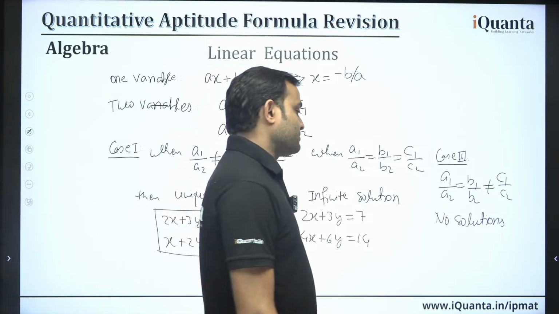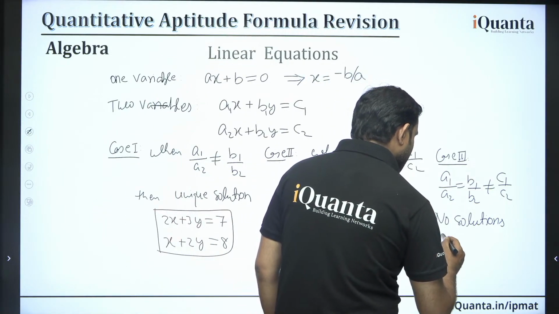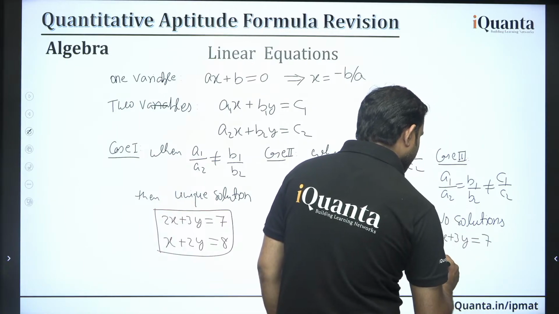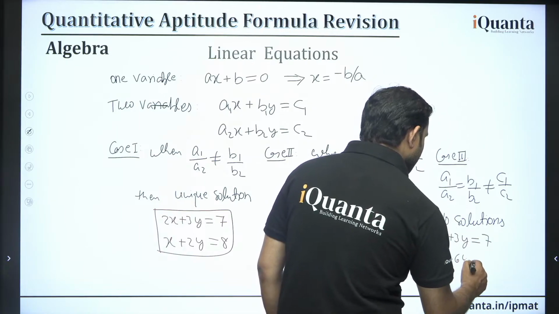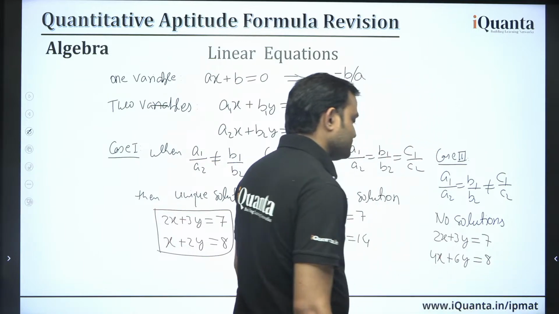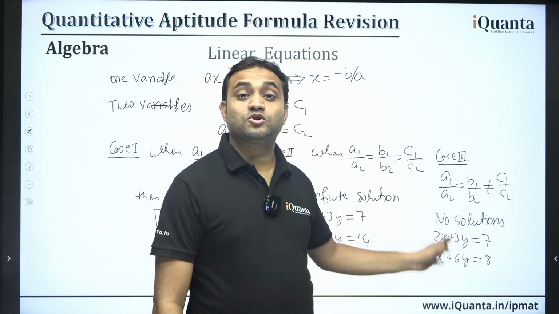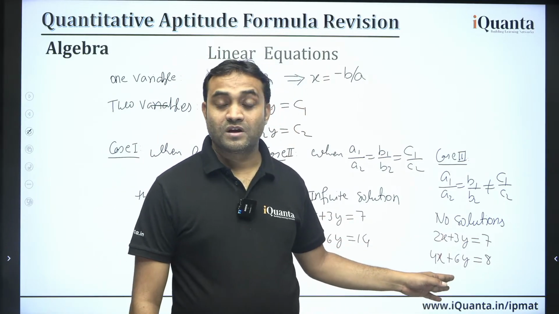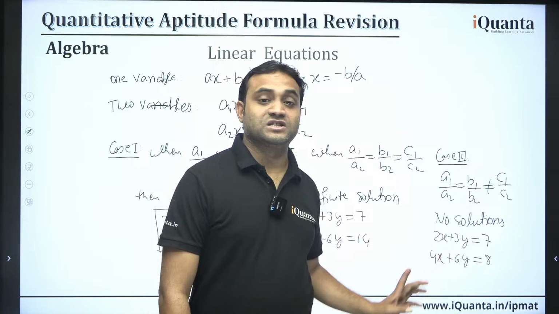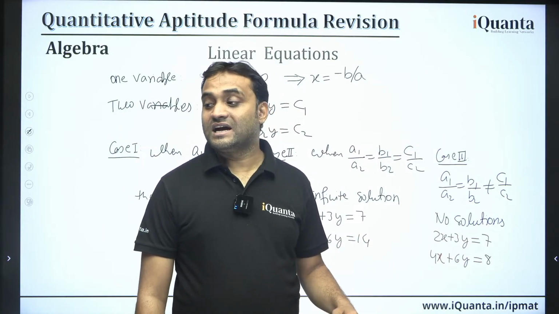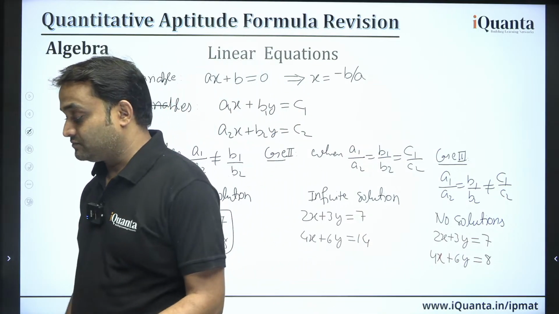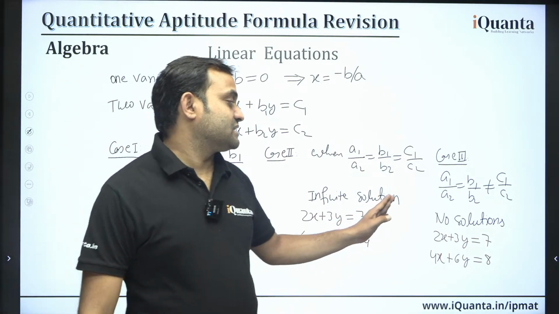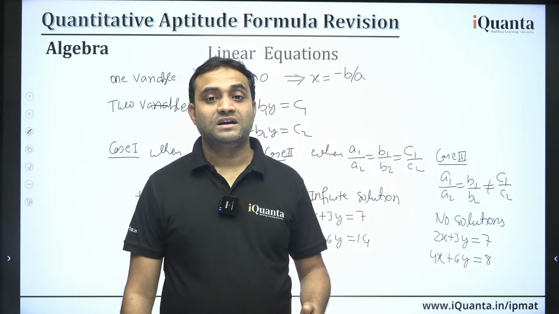All right. Then comes case 3, where a1 by a2 is equal to b1 by b2, which is not equal to c1 by c2, meaning let us say 2x plus 3y is equal to 7, but we have 4x plus 6y is equal to 8. Now the ratio of a1 by a2 is equal to b1 by b2, which is 1 by 2, but that is not equal to c1 by c2, which is 7 by 8. So in that case we won't have any solution. So if you get a question like this, you can directly apply these concepts and find out the answer.